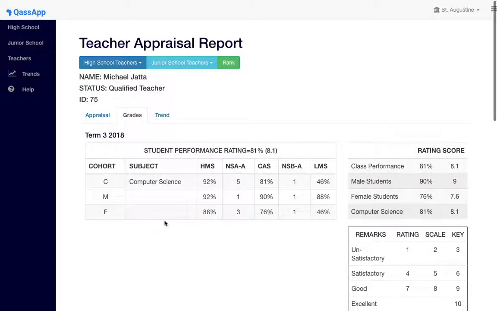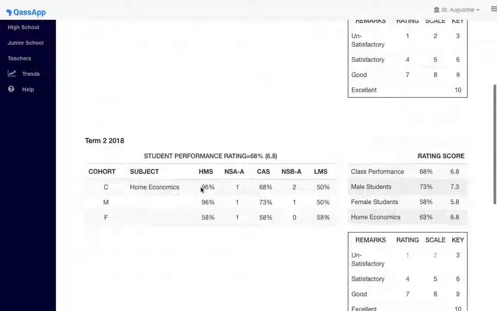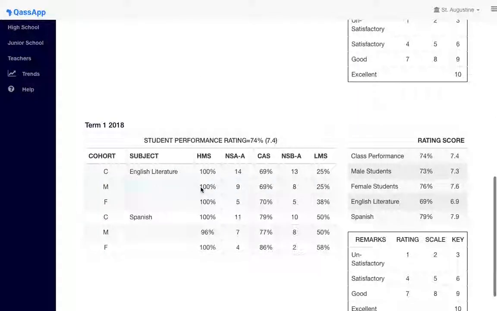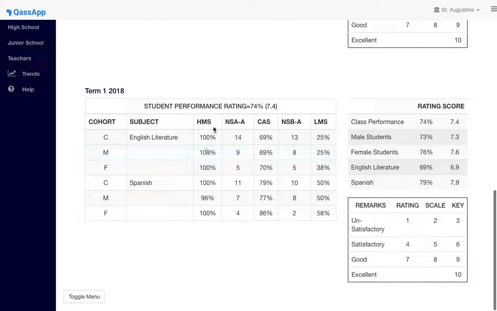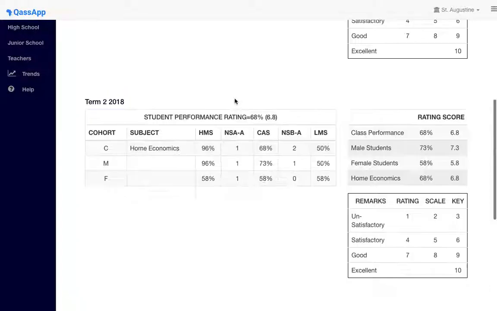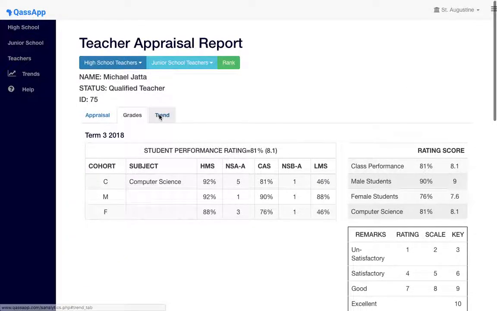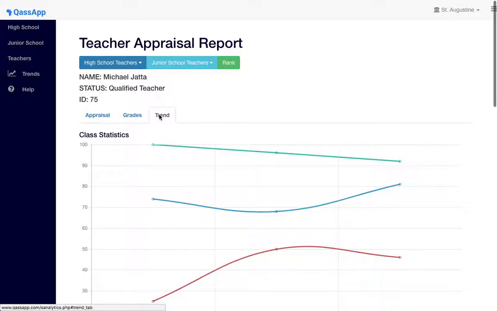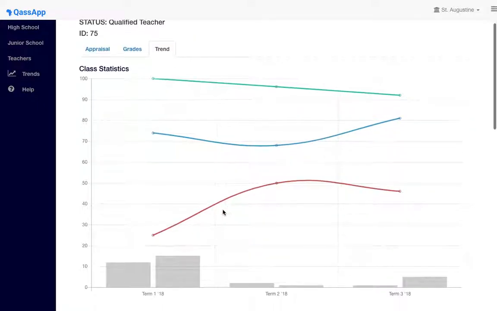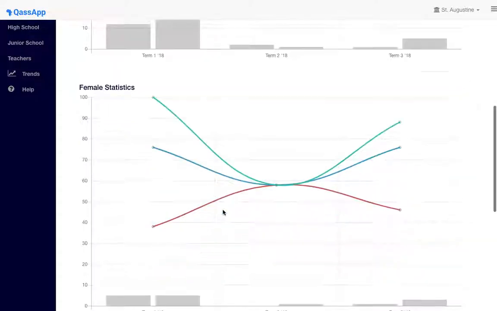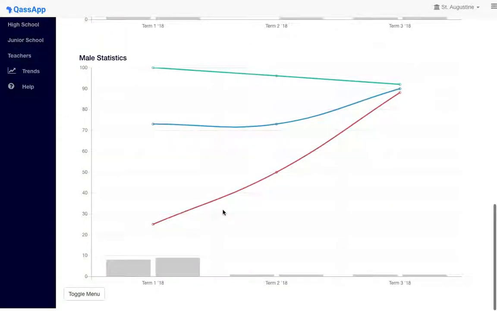Because the teacher actually teaches actual subjects, we're looking at their course performance over time as opposed to entire grade groups like grade 12, etc. So here you can see this data over time, the subjects they've taught, the performance rating. So it's quite neat, okay? And here you get to see the trend. Now for the teacher, it's a much simpler chart. We're looking at class statistics, we're looking at female statistics, we're looking at male statistics.